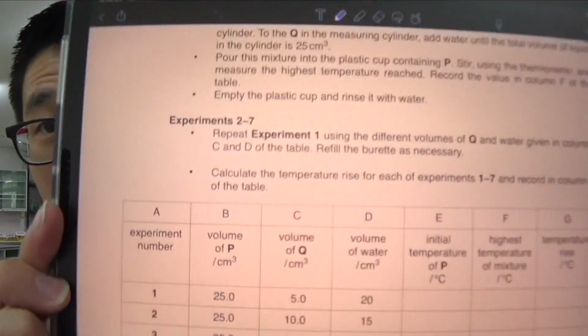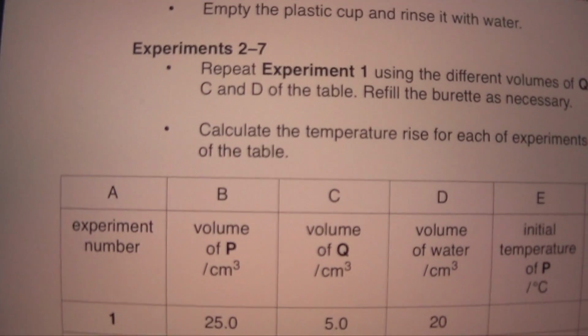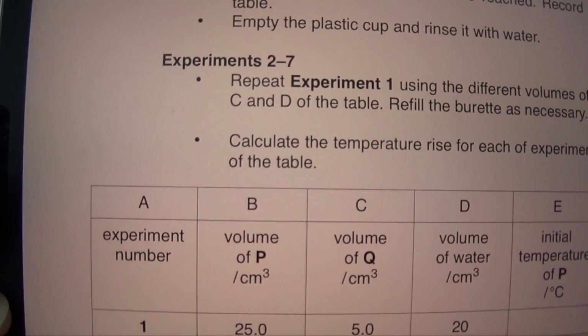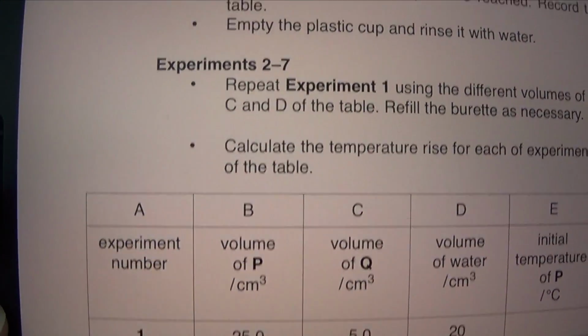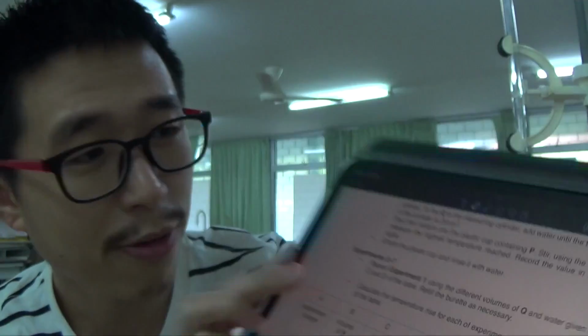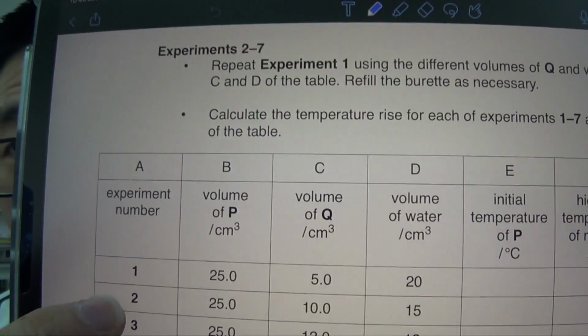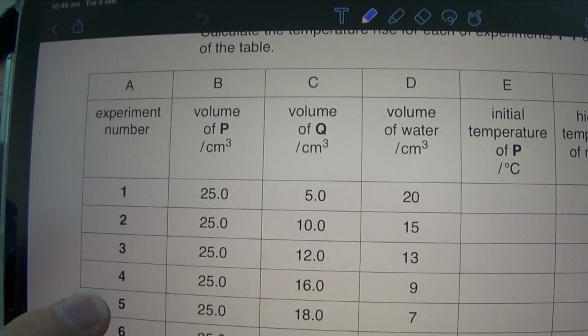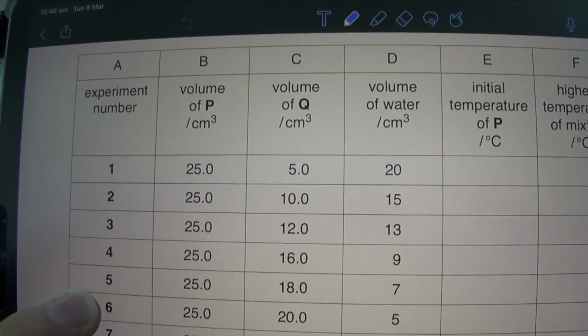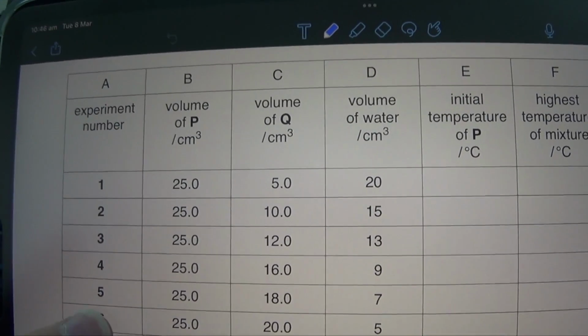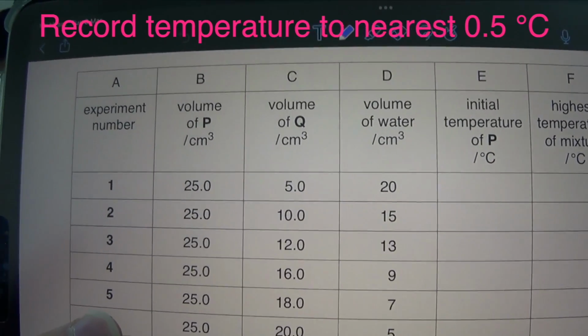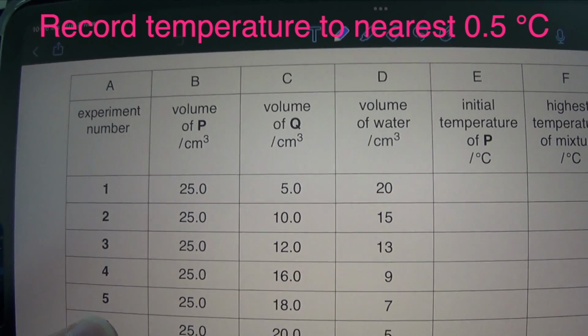So I've got a series of experiments. Experiment number and then the volume of P. That was the one that I pipetted out. P was potassium hydroxide, I believe. That goes in the cup, and I started out with 25.0. In fact, all of them pipette out 25.0. I'm just going to change the volume from the burette from 5.0 to 10.0 to 15.0, etc.